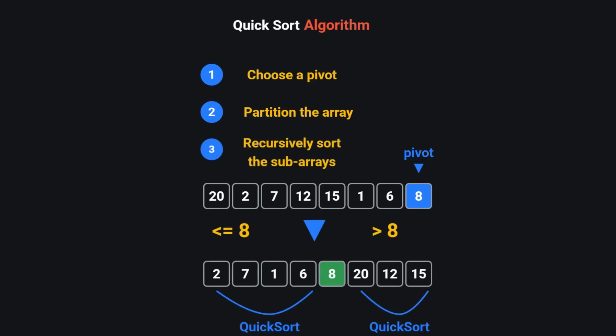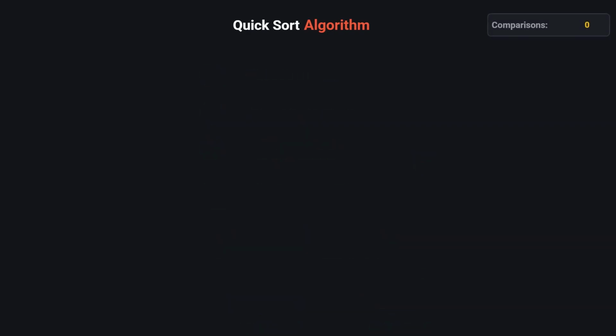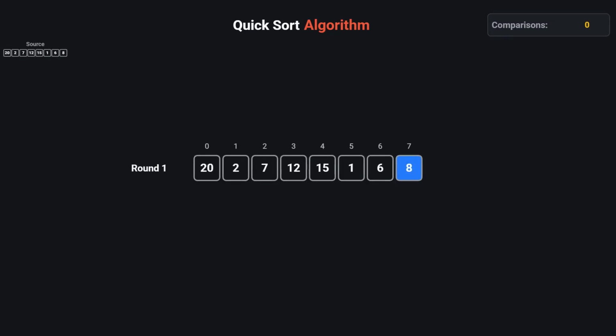Simple idea, devastating speed. Let's watch it work on this array of 8 numbers. We're using the last element as our pivot each round. Quick note, choosing the last element as pivot is simple, but it's also quicksort's Achilles heel. Feed it a sorted array and this strategy hits worst case every time.